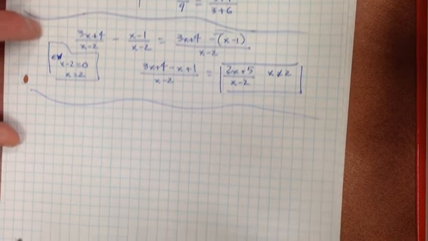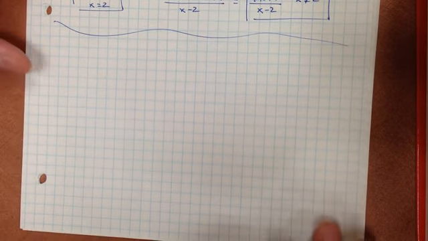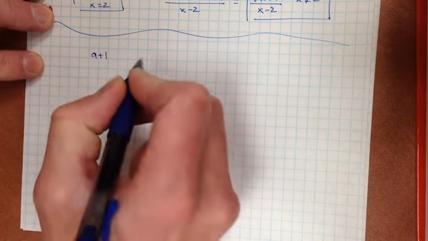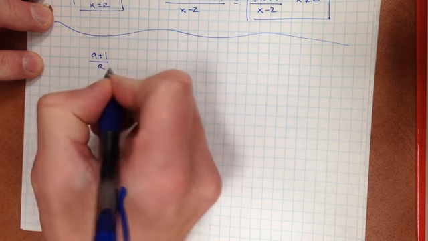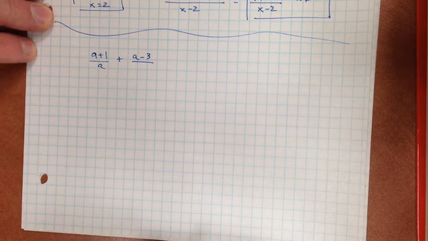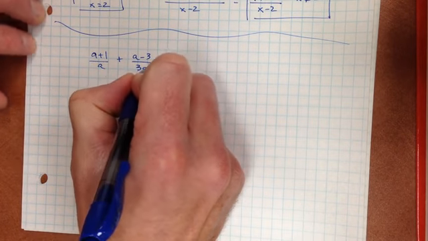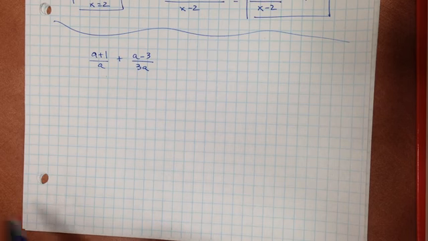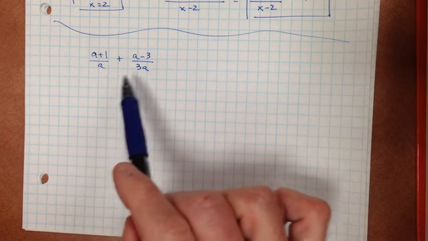Let's keep on moving forward here. Let's look at a plus 1 over a plus a minus 3 over 3a. Okay, so looking at this right here, you should start thinking about your excluded values.